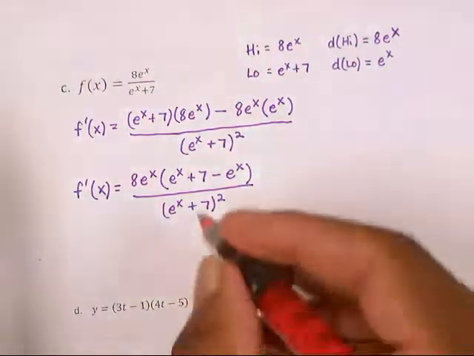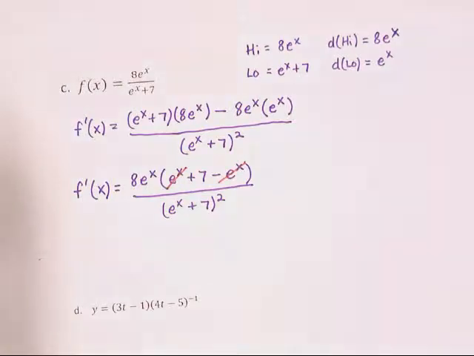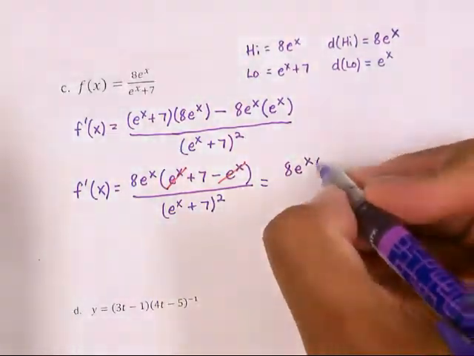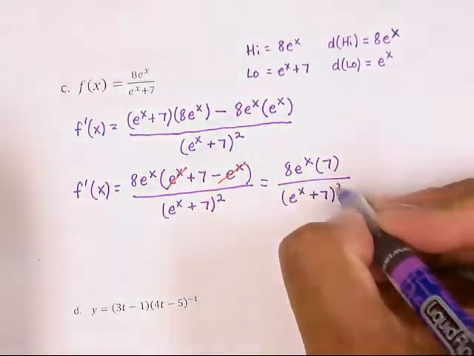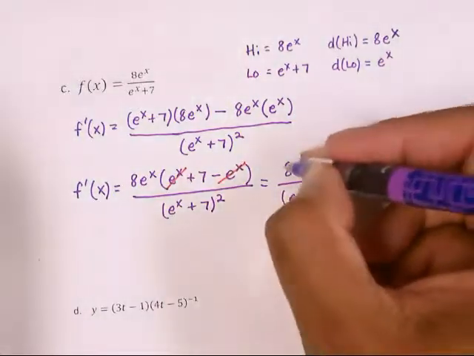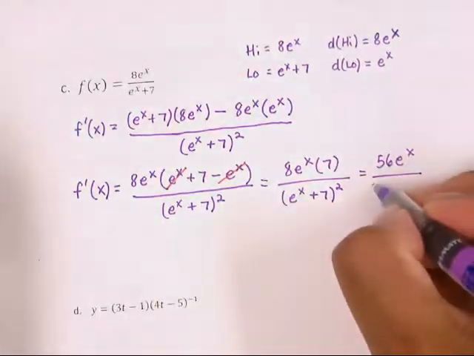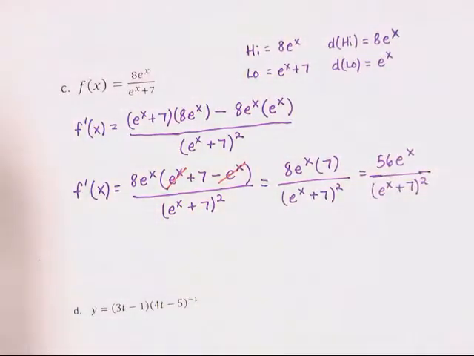I'm going to simplify what's in the parentheses in that numerator. E to the x and a minus e to the x. That's gone. So those e to the x's are gone. I'm left with 8e to the x in the numerator times 7 over e to the x plus 7 quantity squared. And then 7 times that 8 will be 56. So I have 56 e to the x divided by the quantity e to the x plus 7 squared. And that would be the derivative of f of x using the quotient rule.